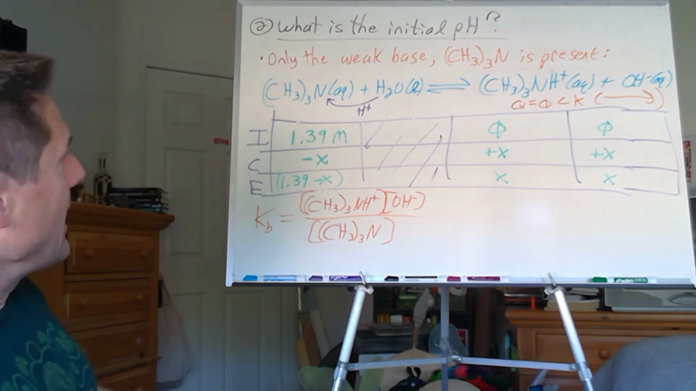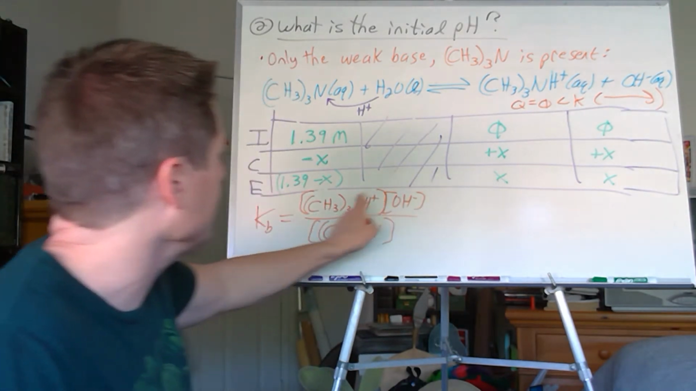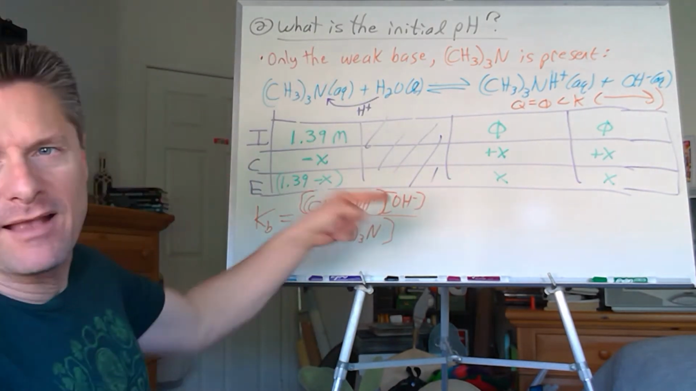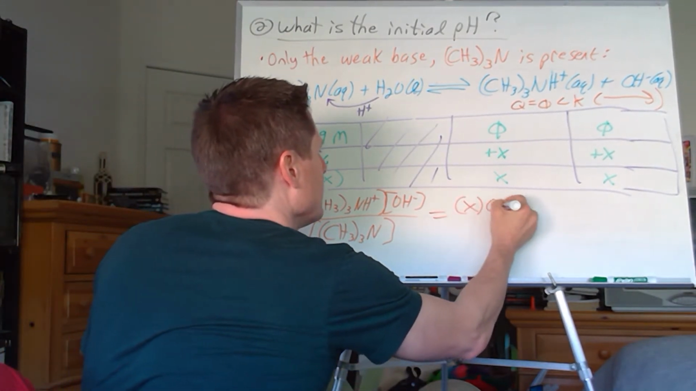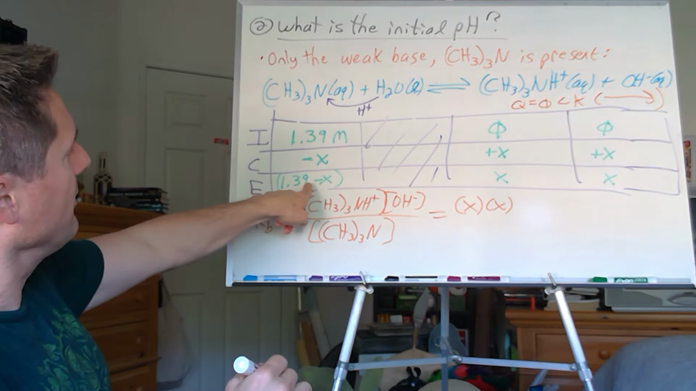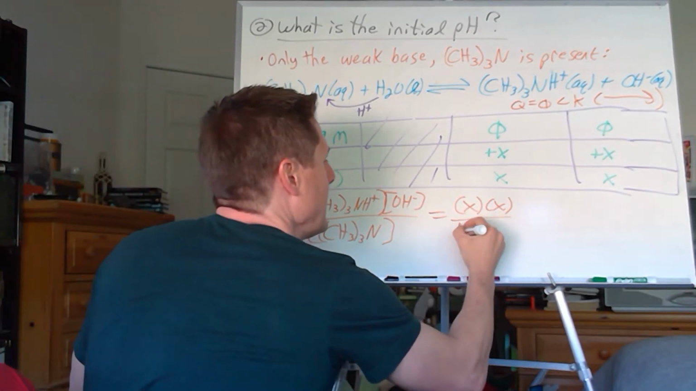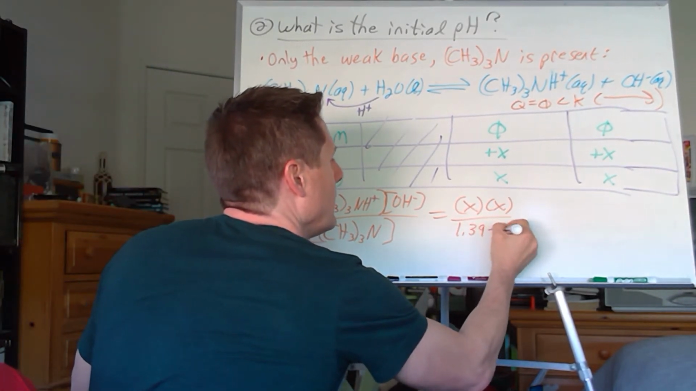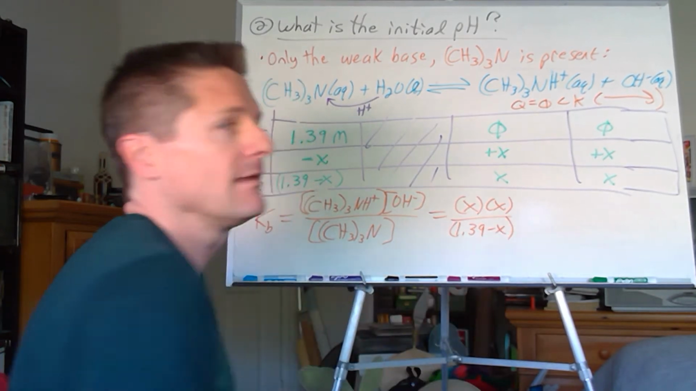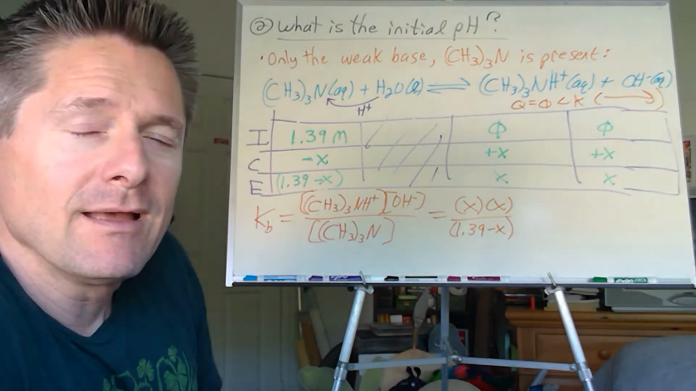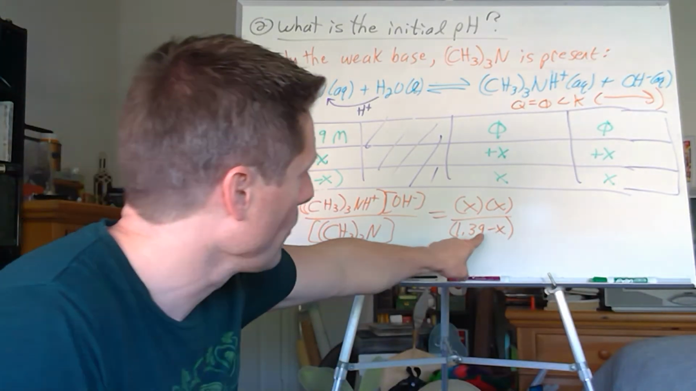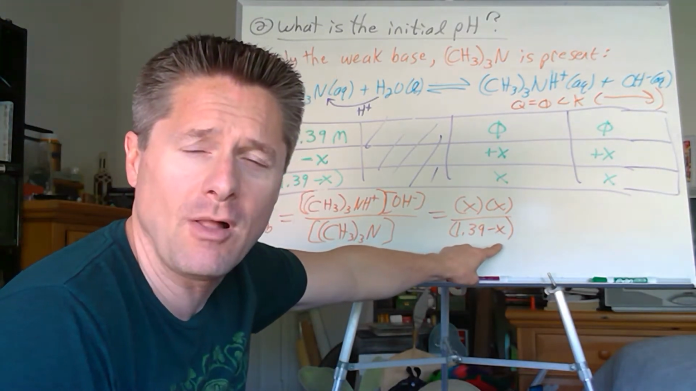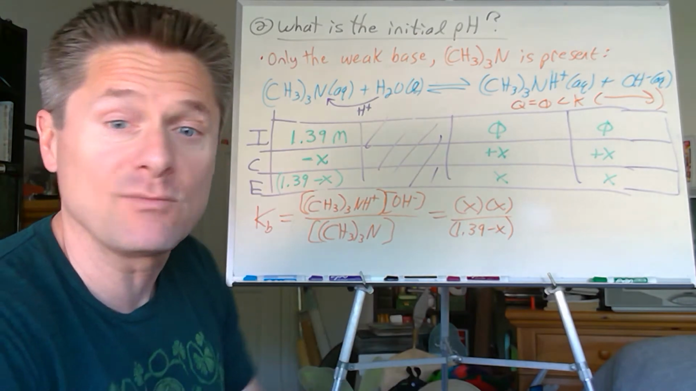Let's see what we got here. That's going to be X. That's going to be X. So much nicer in terms of X. So let's put X here, X there, and then the trimethylamine is 1.39 minus X. What do you think you're going to do? Unless you really want to do the quadratic equation, which is not allowed on my exams, we're going to assume X is super small, so that 1.39 minus X is 1.39.